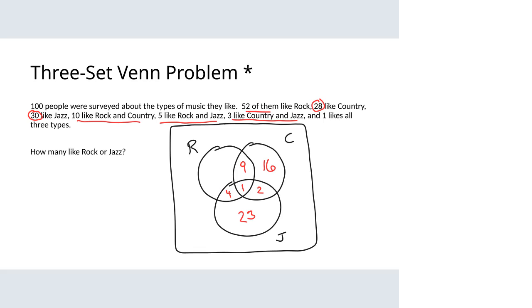52 like rock, so this circle needs 52 in it. So far, it has 9, 10, 14. 52 minus 14, that means 38 more need to go in region 1.